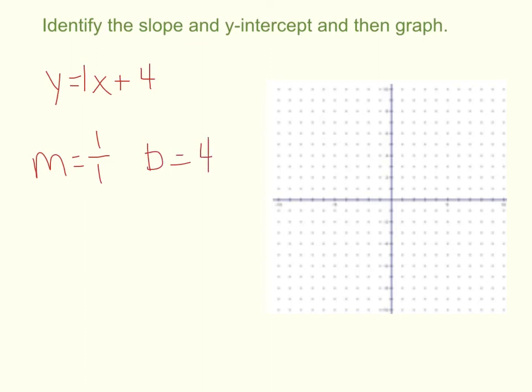Okay, so I'm going to start at positive 4 and put a point. I always start with my b. I go up or down first. And then my slope is positive 1 over positive 1, which is the same thing as negative 1 over negative 1. So I could go up 1 over 1, or I could go down 1 left 1. Okay, so there's my line. So start with your b, use your m both ways.